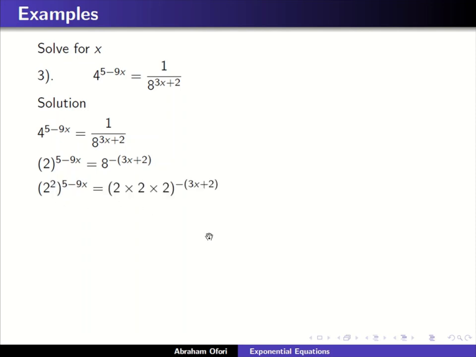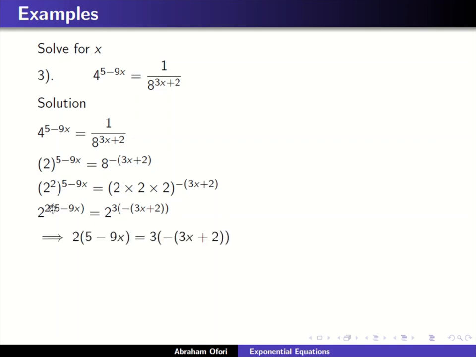Since there is a mistake here, 4 was supposed to be like 2 times 2. That is why I wrote 2 squared here. So it's supposed to be 2 times 2, all to the power 5 minus 9x. Then 2 times 2 gives me 2 squared. And 8 is the same as 2 times 2, which is 4, times 2, which is 8, all to the negative 3x plus 2. Now I can rewrite this as 2 to the power 2 times the whole of this from indices. And this is the same as 2 to the power 3 times negative 3x plus 2, the negative of the expression 3x plus 2.